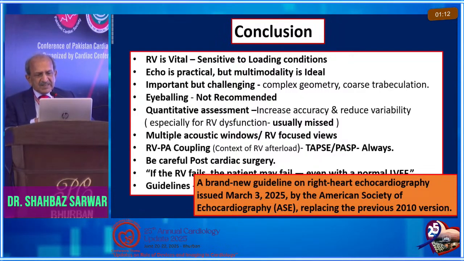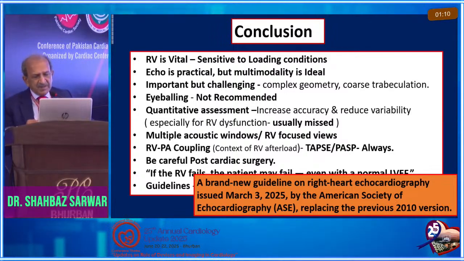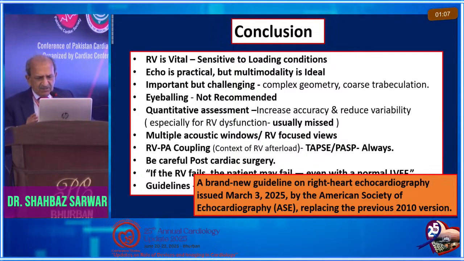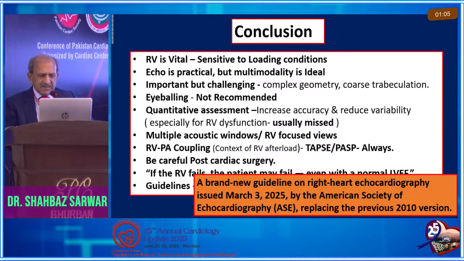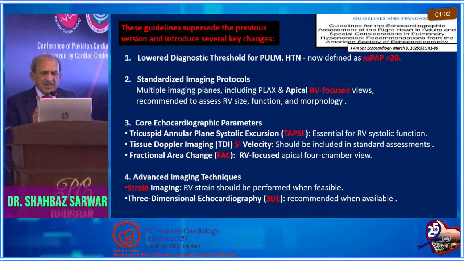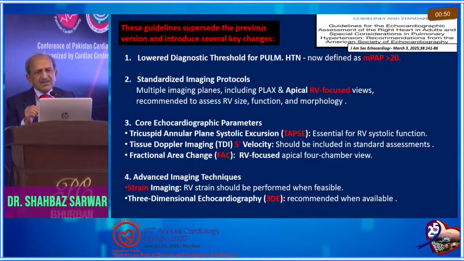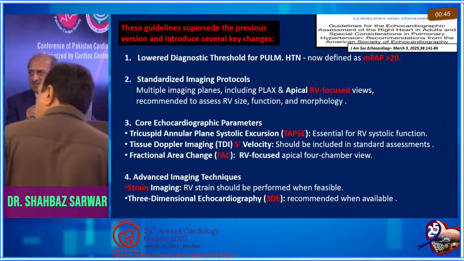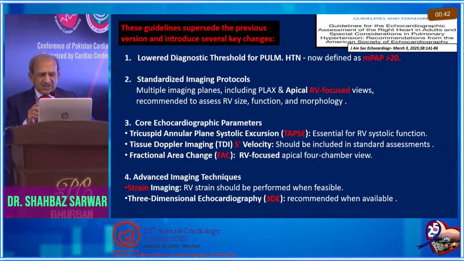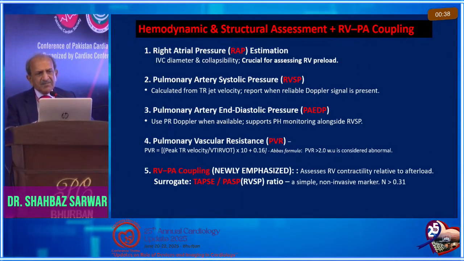We have very recent guidelines from March. These are the American Society of Echocardiography guidelines on the right side of the heart. The important points in these are that the mean PA pressure threshold for pulmonary hypertension has been reduced to 20, following the European Society guidelines. We must look at the RV focused view. We should do TAPSE and S prime, and fractional area change. Strain and 3D should be done whenever applicable.